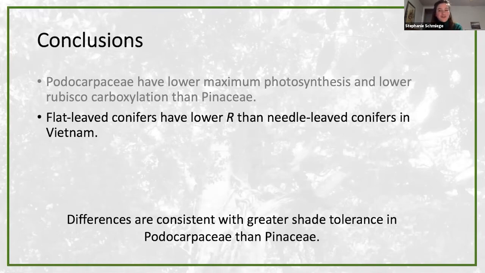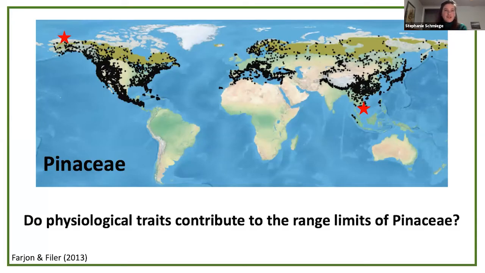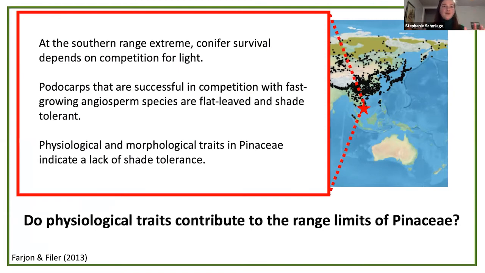So I want to return to our original question. Do physiological traits contribute to the range limits of Pinaceae? What have we learned about our southern location? I think we can sort of sum it up with the following. First, that conifer survival may depend on the competition for light in this environment. Second, that our podocarps are pretty successful because they're shade tolerant. So they don't necessarily compete to be the fastest growing and for high light environments, but they can tolerate those low light environments instead. Whereas our pines lack physiological and morphological traits that allow them to be shade tolerant. And so that may be contributing to that southern range limit of our pines.